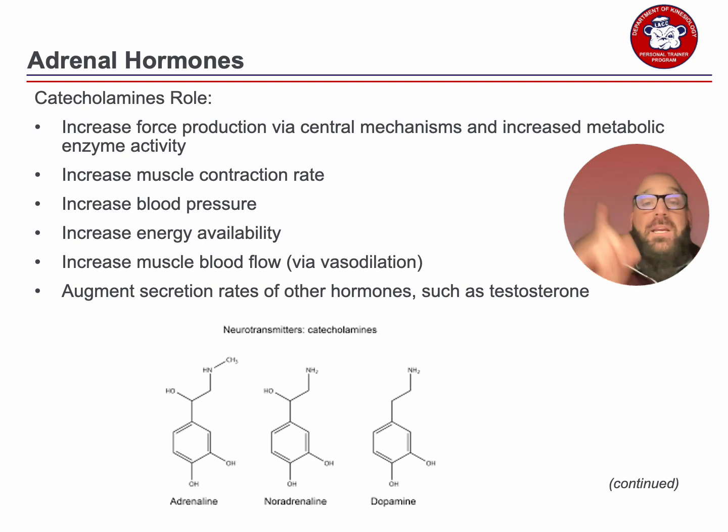Increased blood pressure, right? If I increase blood pressure, I can get the system primed and ready to deliver vital components to the muscles to do their job. Increased energy availability is going to allow me to work harder. And then increased muscle blood flow via vasodilation. So vasodilation is when the circulatory system, the veins, the vessels, the arteries get bigger, so more blood flow can pass through there, providing you more of the necessary elements to do work. Augment secretion rates of other hormones, such as testosterone. So it's going to just say, hey, we're in fight mode, we've got to go.